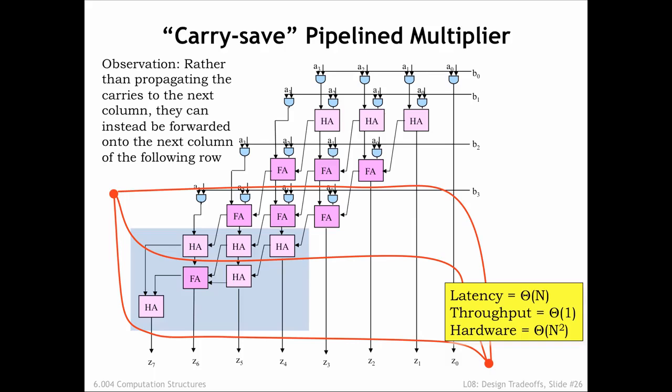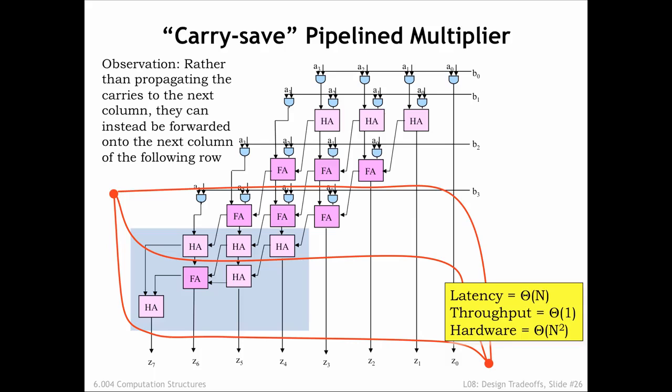With order n contours, there are order n pipeline stages, so the system latency is order n. The hardware cost is still order n squared. So the pipelined carry-save multiplier has dramatically better throughput than the original circuit. Another design trade-off we can remember for future use.